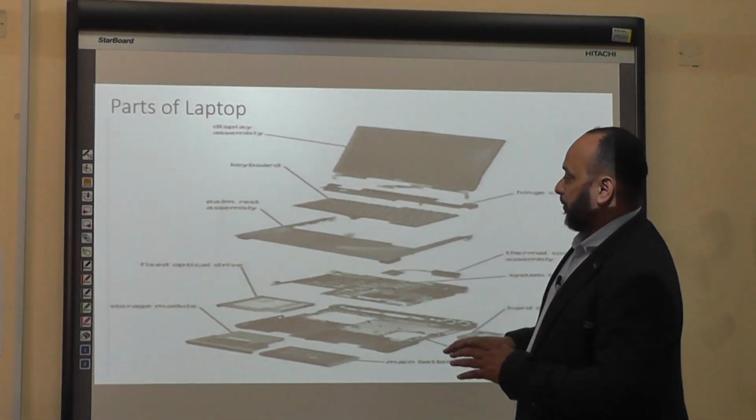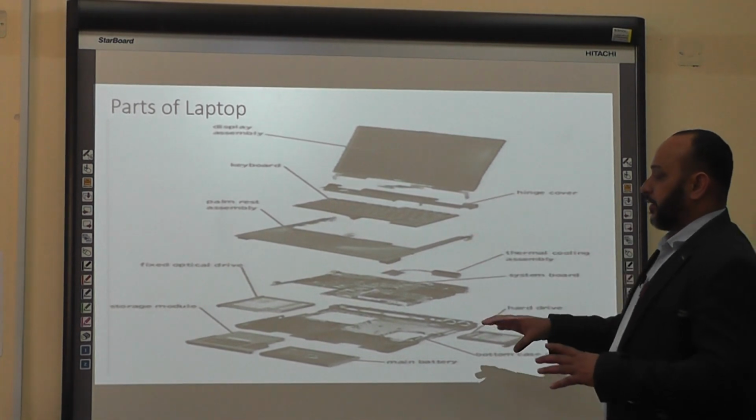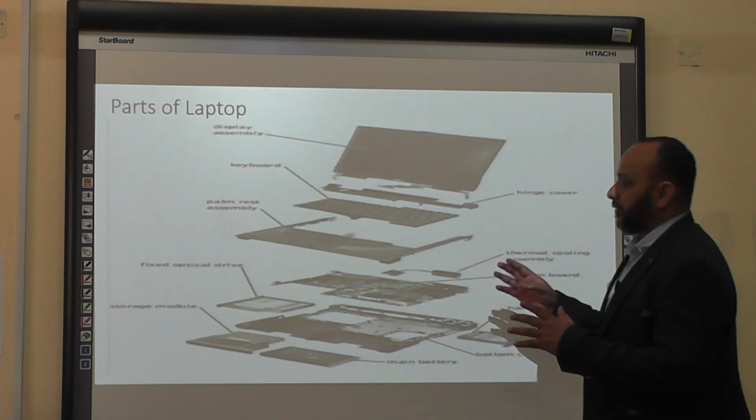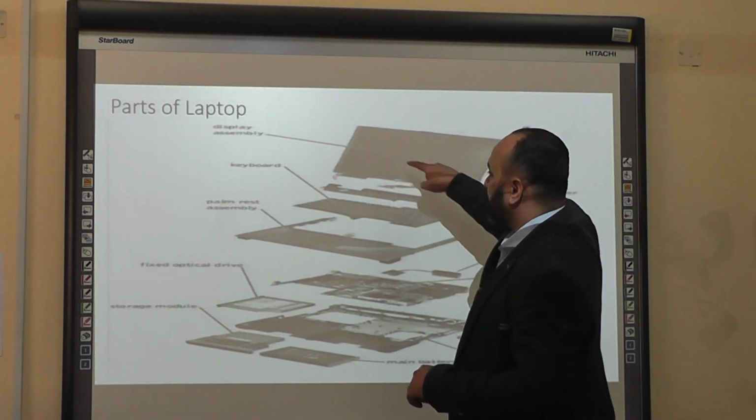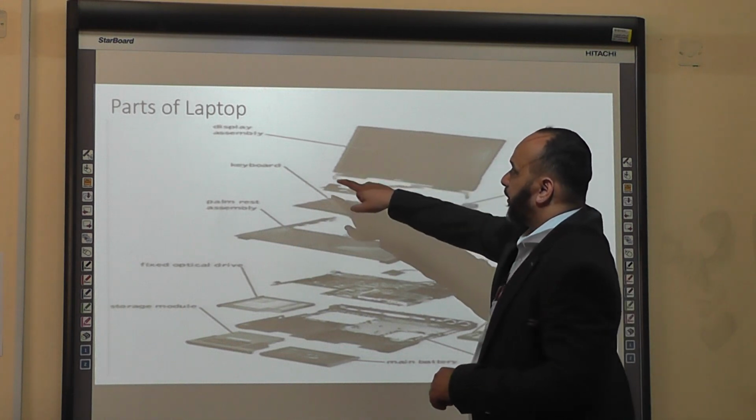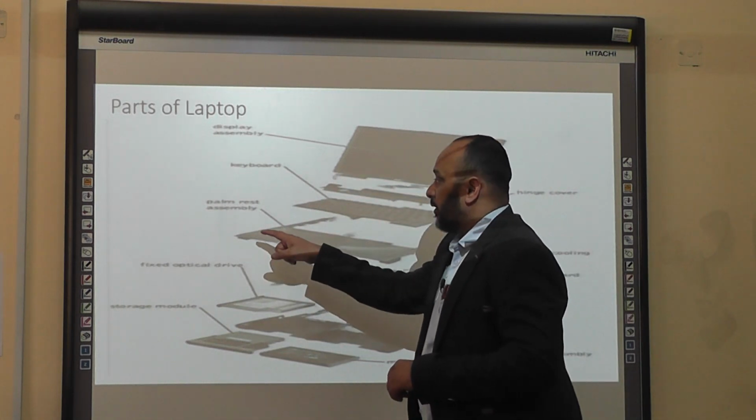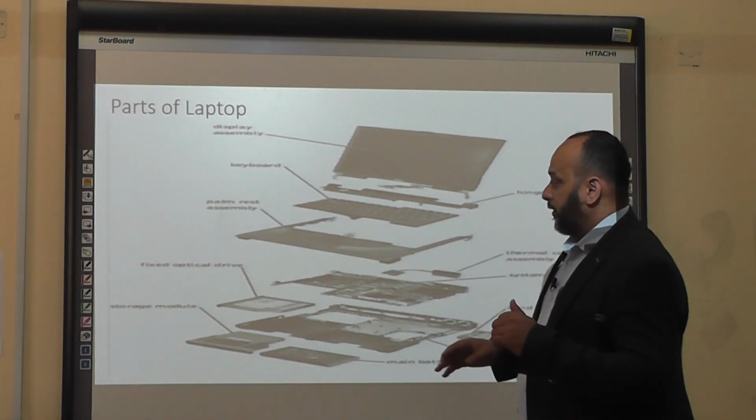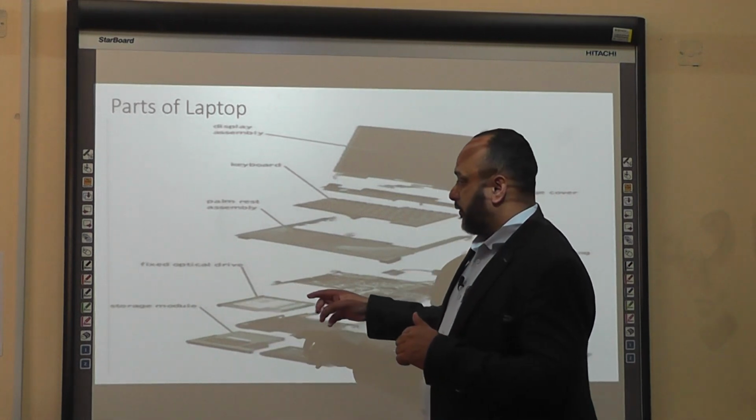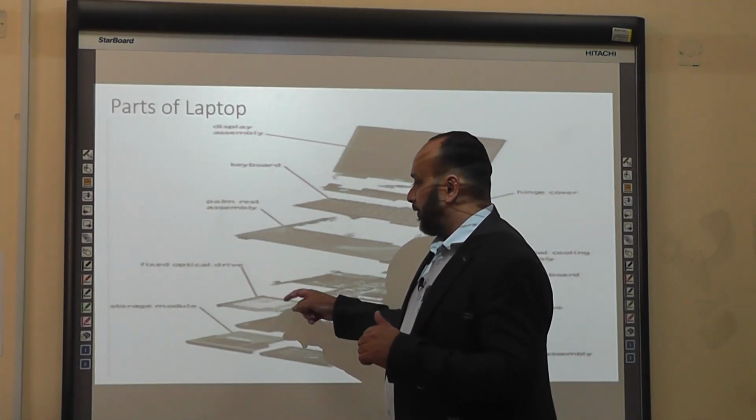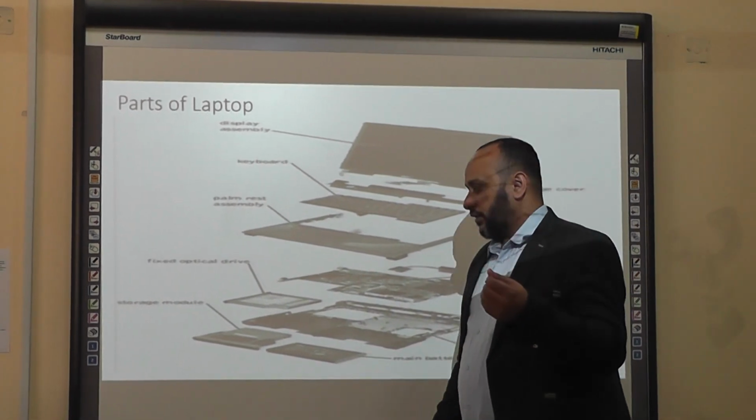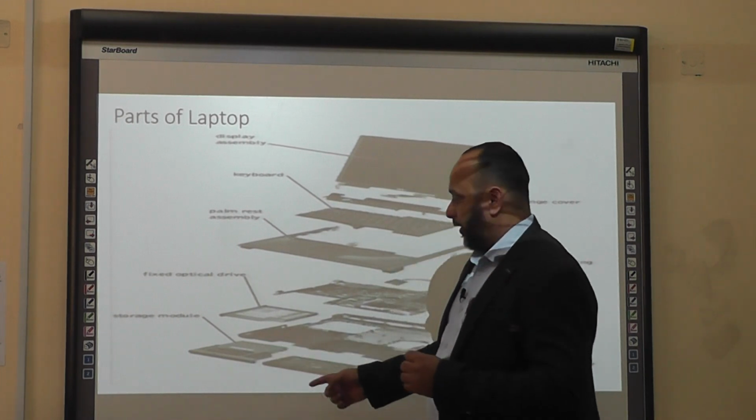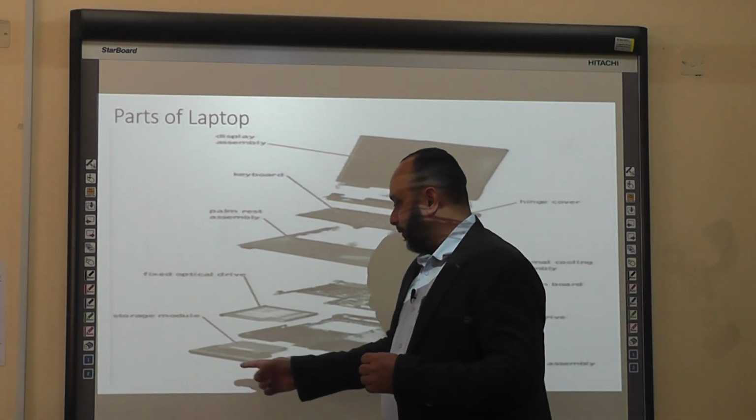Now parts of a laptop. This is the laptop, an open laptop, and I will tell you the names of its parts. First is the display assembly, then the keyboard, then the palm rest assembly where your mouse pad is. Then you have the flexible optical drive, like a CD-ROM, DVD-ROM or rewritable DVD writer. Then you have the storage module.